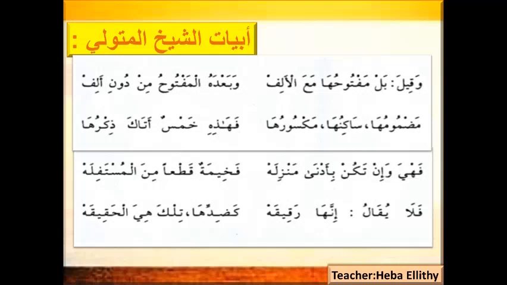فهي وإن تكن بأدنى منزلة, even if it's in the lowest level of تفخيم, فخيمة قطعا من المستفلة, it's still heavier than the light letters. فلا يقال إنها رقيقة, we can say it's مرققة كضدها, like the مرقق letter. تلك هي الحقيقة, and this is the truth. Inshallah, this is clear for you. And inshallah, you know now the difference between the first school and second school.